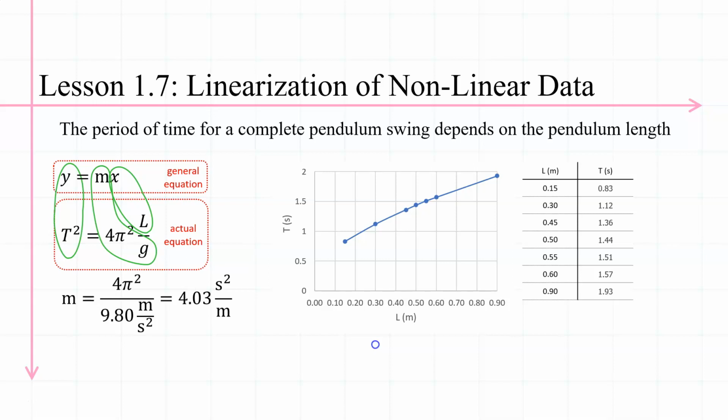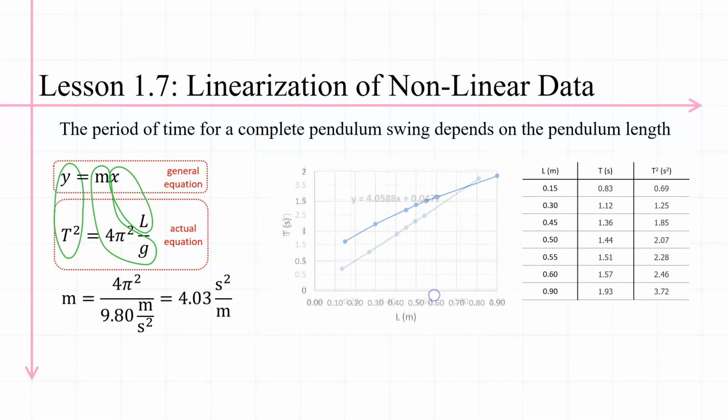Actually, when I look at this, though, I remember from my equation that I was expecting this to be a square root relationship. And yes, this absolutely looks like it could be a square root relationship starting at 0, or sort of like a sideways parabola, half of a sideways parabola. That's what this looks like to me. So in order to linearize this data set, I need to graph t squared against the length instead of just t. So let's go ahead and do that. I'm going to add in my t squared column.